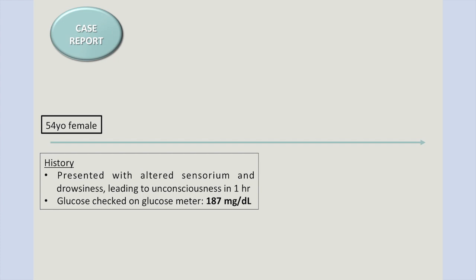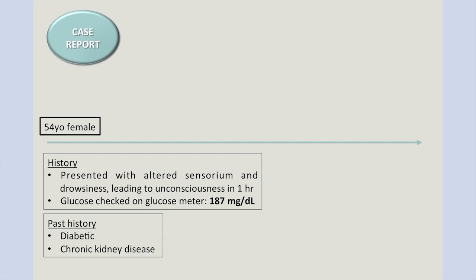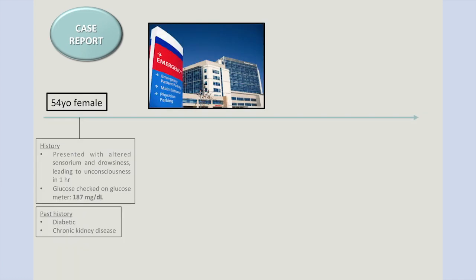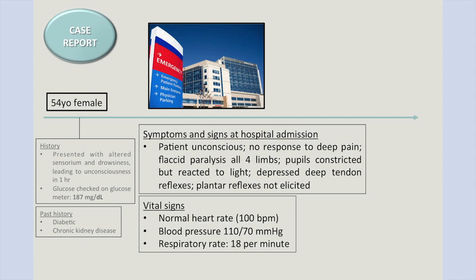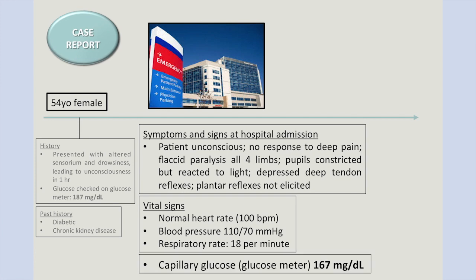Her history: diabetic, chronic kidney disease. She was then taken to the hospital, and on admission, she was totally unconscious, no response to deep pain. Looking at her vitals, heart rate, blood pressure, respiratory rate, people were not too concerned with this. They then did a capillary glucose.